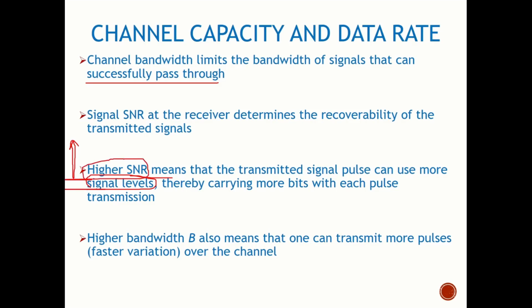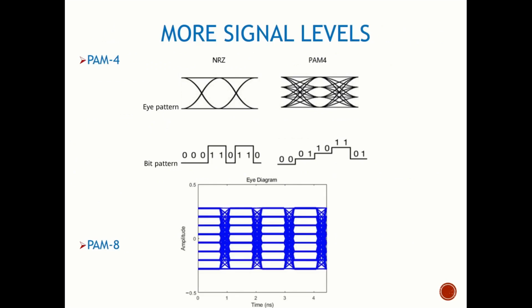But that was only allowed if we have a higher SNR, in other words, if we have a lower noise, right? High bandwidth also means that one can transmit more pulses, faster variation over the channel. Some examples of more signal levels are given on this slide. For example, from this point to this point, we have a single pulse. This is the eye diagram of a non-return to zero signal. A 1 is represented by this pulse and a 0 is represented by no pulse, so the receiver can detect if a 1 or a 0 was transmitted.